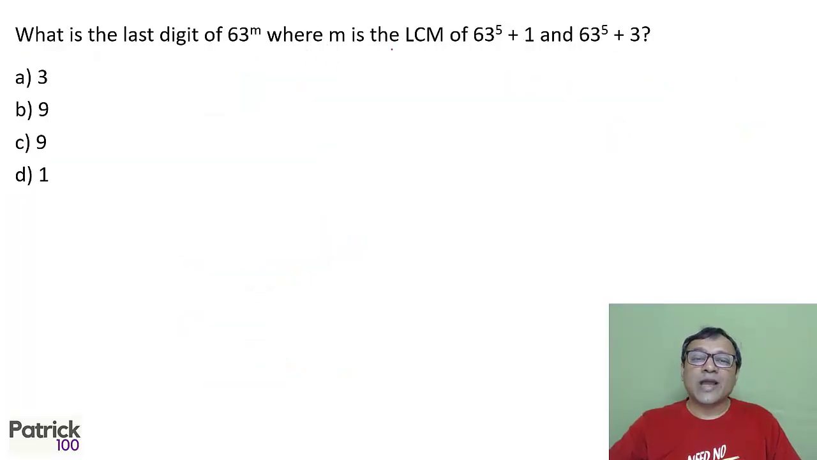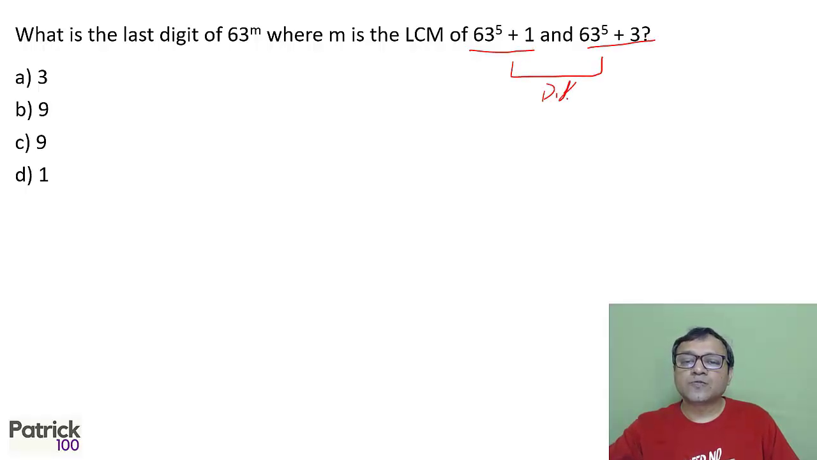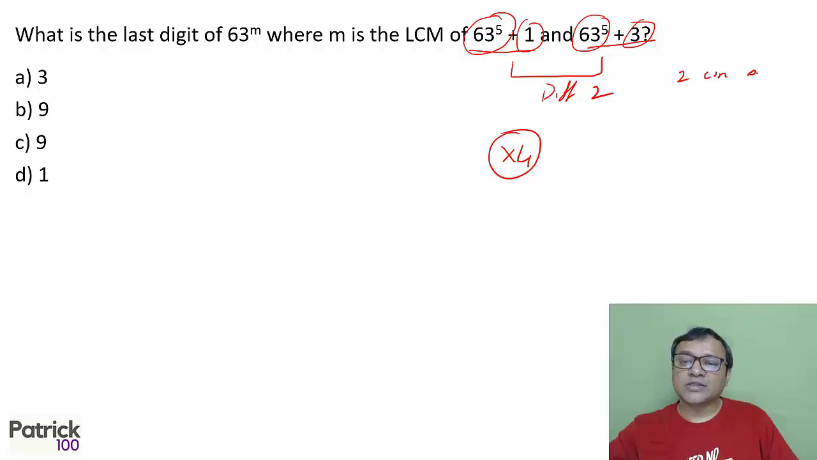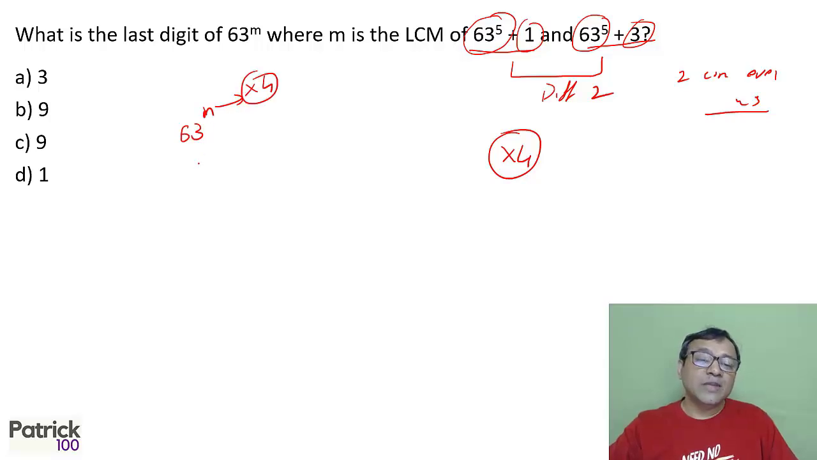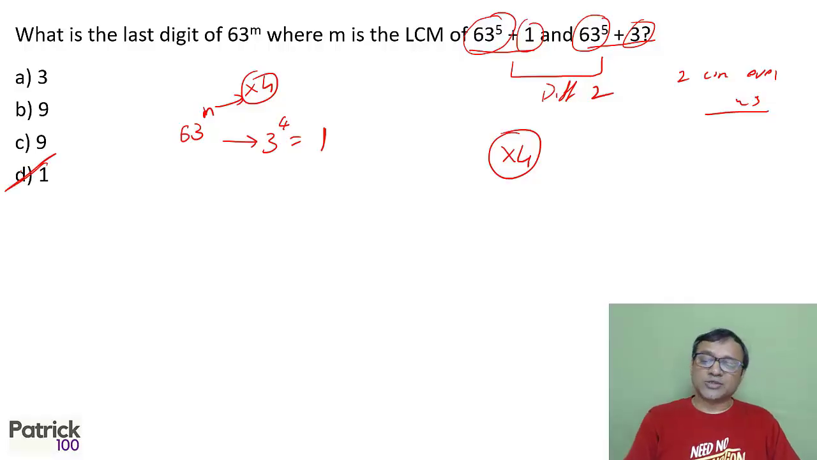Last digit of 63 raised to m, where m is an LCM. If you notice these two numbers, the difference is 2. And they both are even, because this is odd. Odd plus 1 will give you even. Odd plus 3 will also give you even. Which means one of the two numbers will definitely be a multiple of 4. Two consecutive even numbers, one of them will definitely be a multiple of 4. If one of them is a multiple of 4, which means 63 raised to m, m is a multiple of 4, then the last digit will be the same as 3 raised to 4, which is 1. Cyclicity rule. You'll get D option.